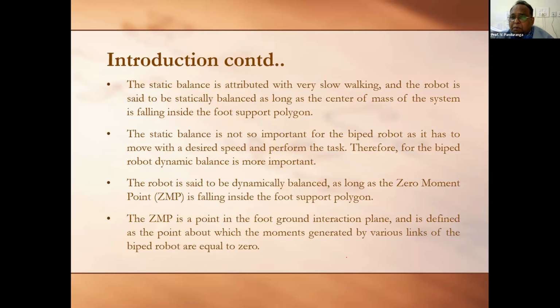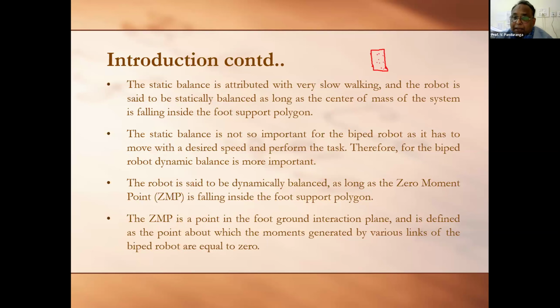So in the single support phase, assume this is your leg which is in contact with the ground. The center of mass should fall inside the foot support polygon. Then only we say that the gait is statically balanced. And static balance is not so important for the biped robot because it is expected to perform the task at the desired pace like human beings. Then only we feel that the walking is happening in real time.